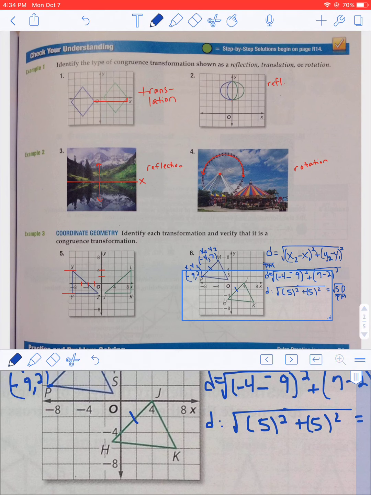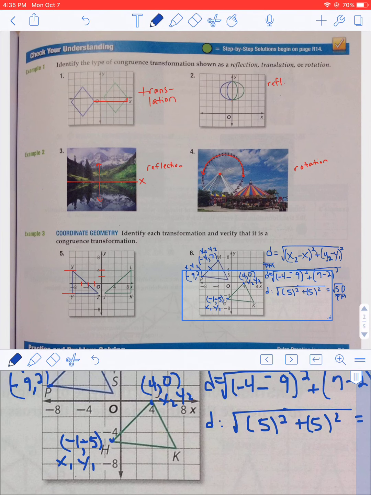So again, I'm going to go down to JH, and now I'm going to get those coordinates down. So H is at negative 1 and negative 5. Let's see, negative 1, negative 5. Okay, and then J is at 4, 0. This is going to be a little bit easier because, and make sure your negatives are clear because that can be a problem. So I'm going to call this x1, y1, and this x2, y2.